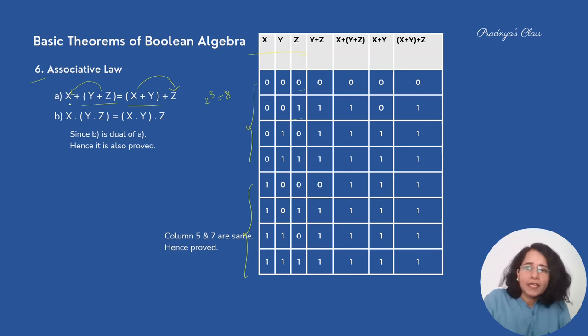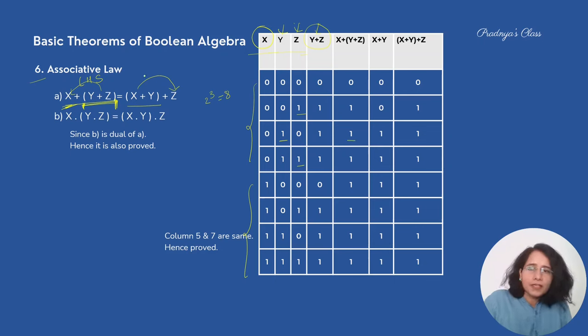Now, first, let's evaluate the left-hand side of this expression. In this, we will evaluate this bracket part first. There is an OR operation between Y and Z. So, take the Y column, take the Z column and apply the OR operation on it. The OR operator gives 1 whenever there is a 1 in the input. So, we got this result. Now, let's apply the OR operation between X and Y plus Z. So, this is Y plus Z, this is X. Now, find out the combinations and write the output. Wherever there is a 1, you will get the output 1.